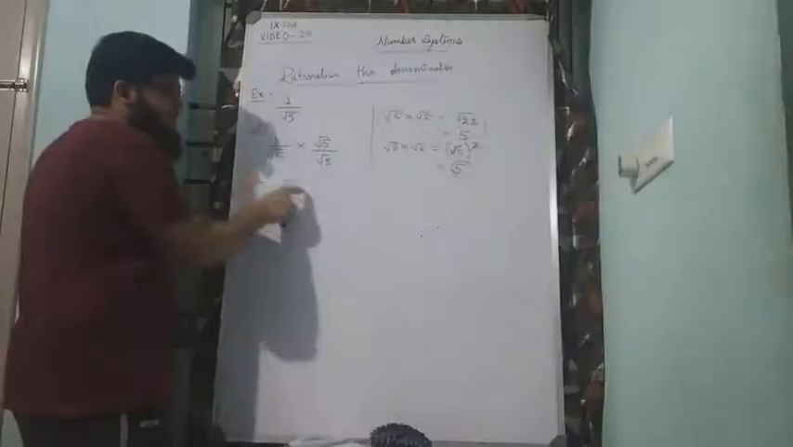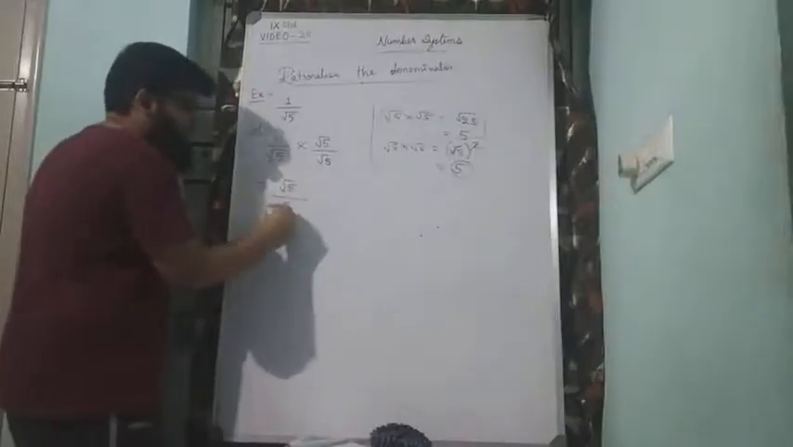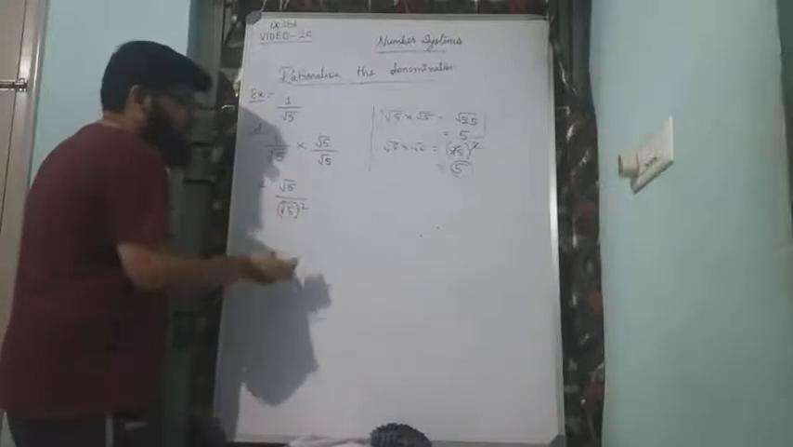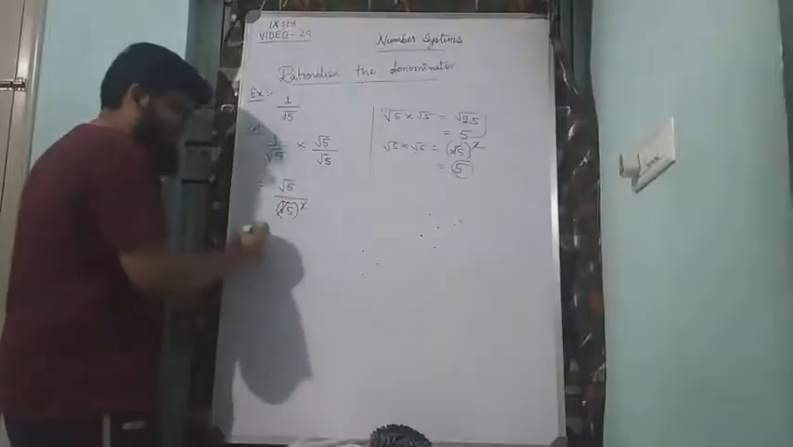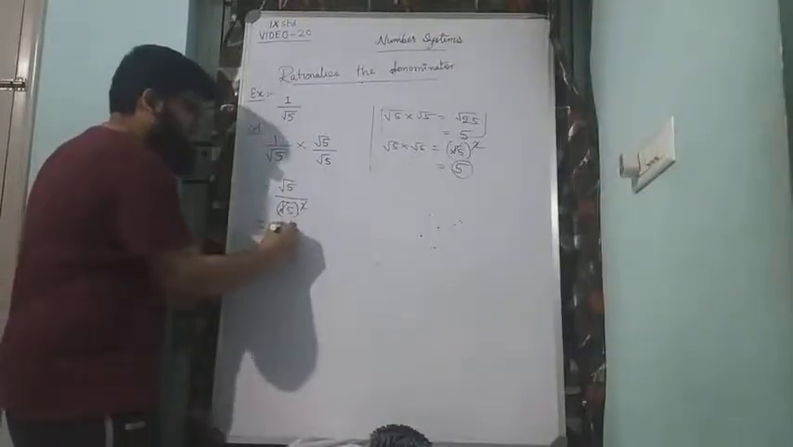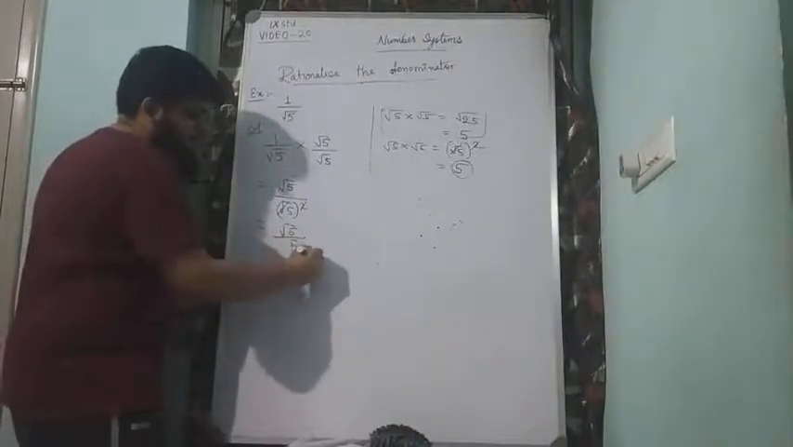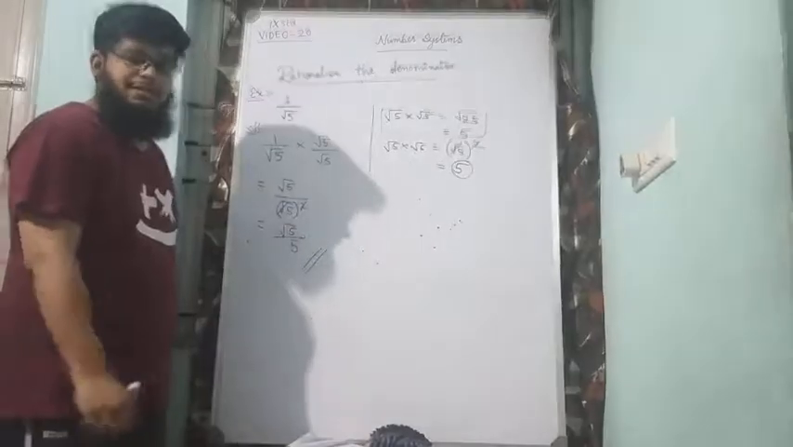So if I go with the second method, root 5 into root 5 is root 5 whole square. Whole square means root 5 is multiplied 2 times. Square and root will get cancelled. So the answer remaining here is root 5 divided by 5. This is going to be your answer.